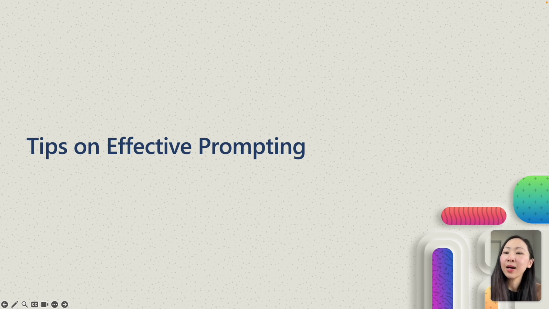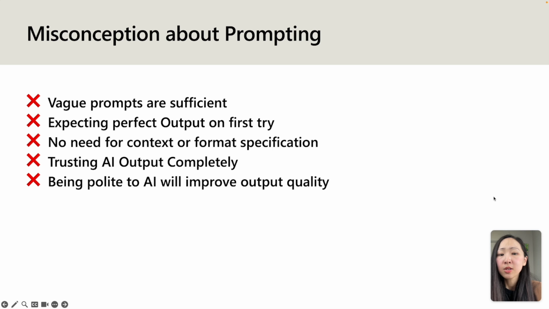Okay, now some tips on effective prompting, because prompting is such an important piece of getting a quality response. Before I share the tips, there are some misconceptions about prompting, and I really want to go through each of them. Probably you've already heard some of them. The first one is that vague prompts are sufficient. However, most of the time a simple vague prompt is not enough, because without good context, AI will never understand your needs, so the response will always be generic.